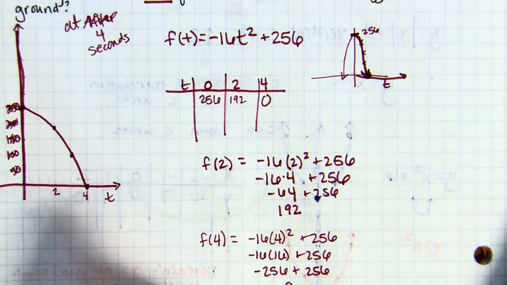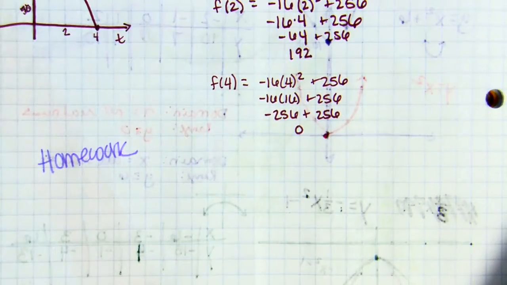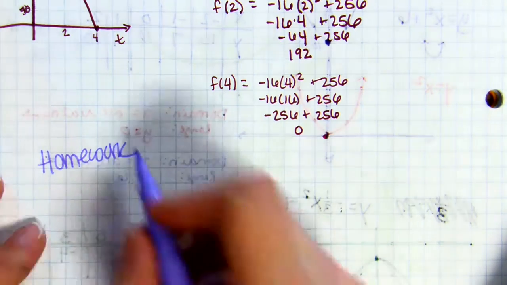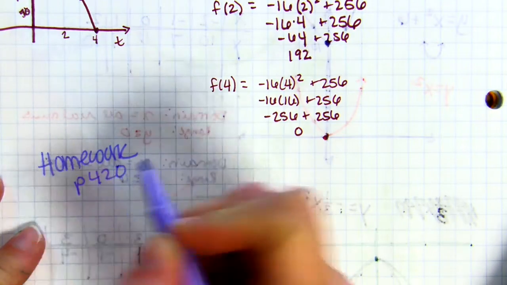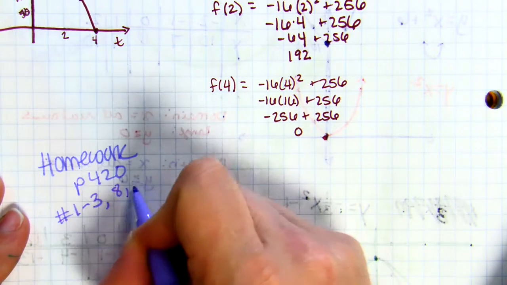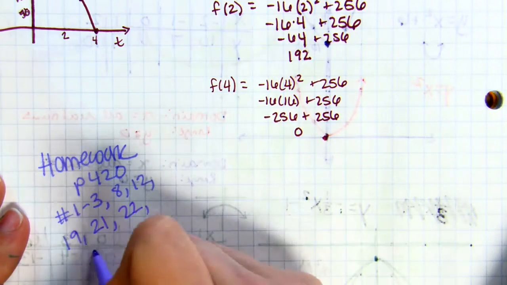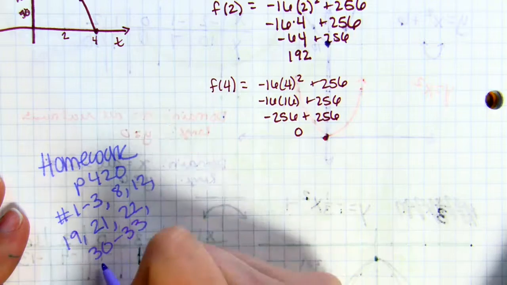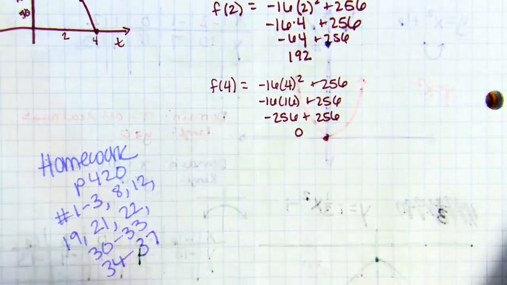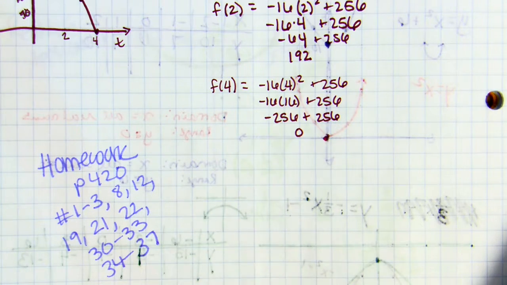Your homework. Homework is coming from page 420. You're going to do 1 through 3, 8, 12, 19, 21, 22, 30 through 33, and 34 through 37. So make sure that you're answering the questions that it's asking, especially when it's asking you to compare to the parent function of y equals x squared. So get to it, and good luck.